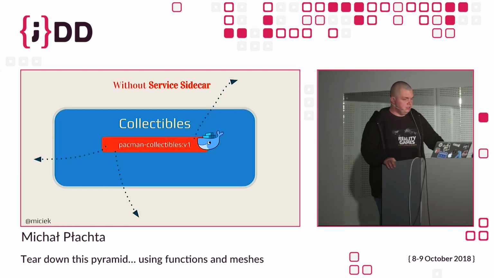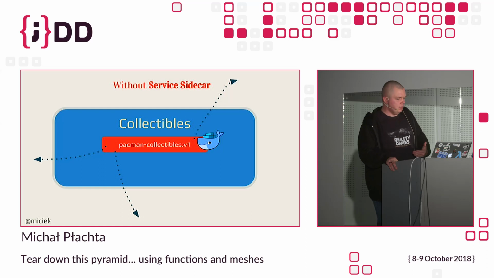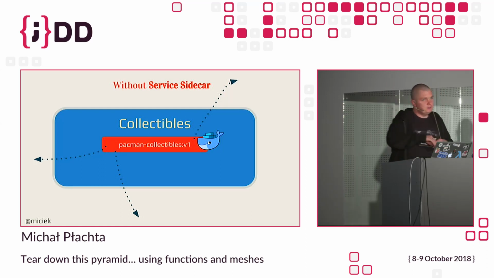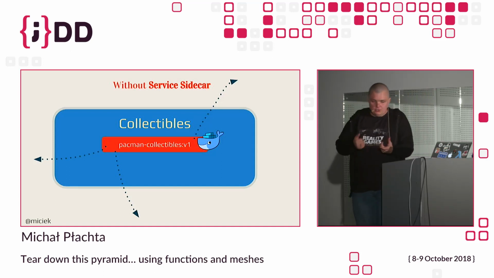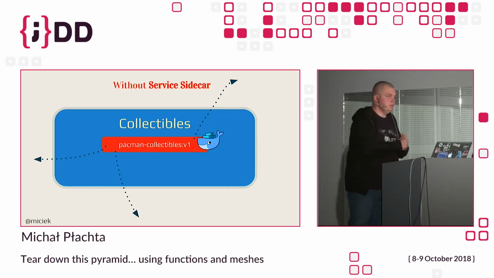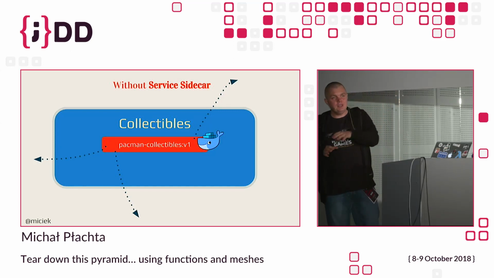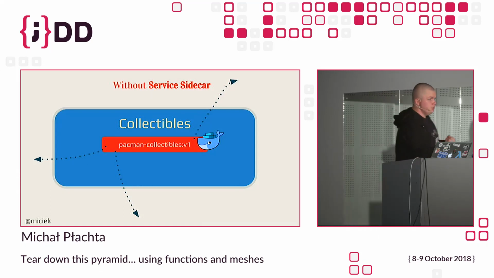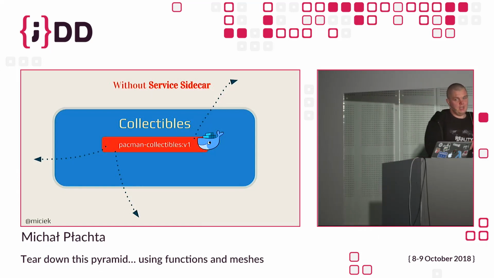The collectibles pod has this one container which we created, the Docker image, which was run as the Docker container, Pac-Man collectibles version 1. And this container is responsible for doing all those requests and accepting all those requests from the outside world, right? So in this approach, if you want metrics, Prometheus metrics, you need to create them inside the service. If you want Zipkin to trace all those things, you need to create that inside your service in order to have those kinds of things.